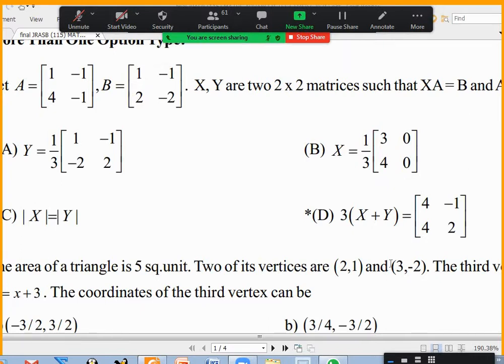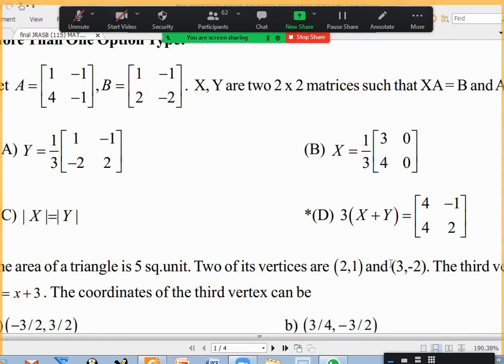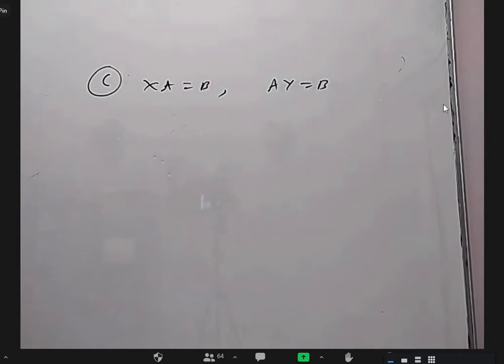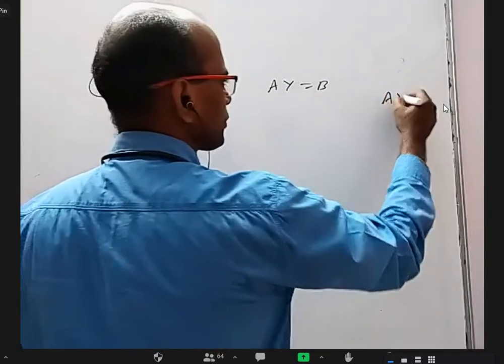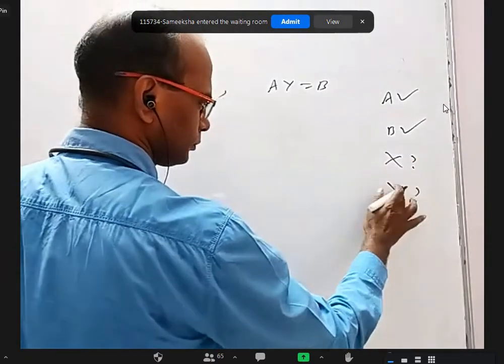Okay, coming to option C, first of all, they gave XA is equal to B and AY is equal to B. So matrix A is given, matrix B is given. We have to find X and we have to find Y.